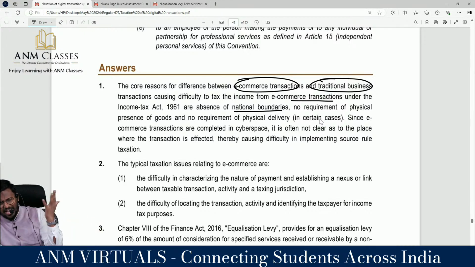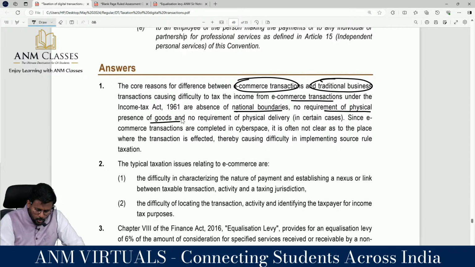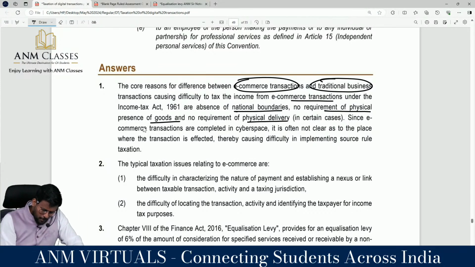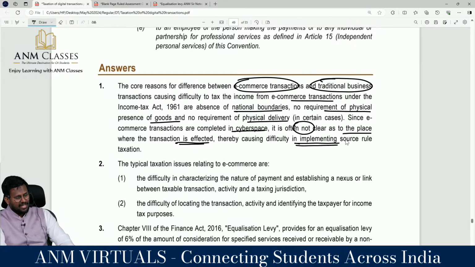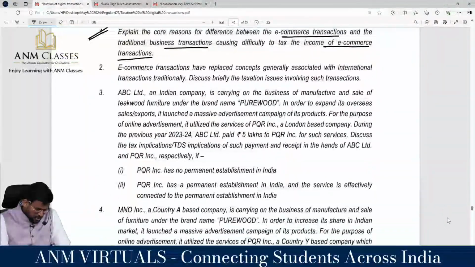The main problem: who starts, who ends, who buys, who utilizes, nothing is known. National boundaries are absent. No requirement of physical presence of goods. No requirement of physical delivery. None of this will be there; we don't know who bought and who sold. Since e-commerce transactions are completed in cyberspace, it is often not clear as to the place where the transaction is effected, thereby causing difficulty in implementing source rule taxation. So we cannot apply the source rule and collect tax from that source. This is the main difficulty we are facing. Clear? Moving to the next one.